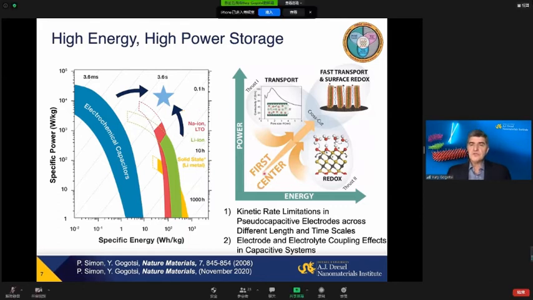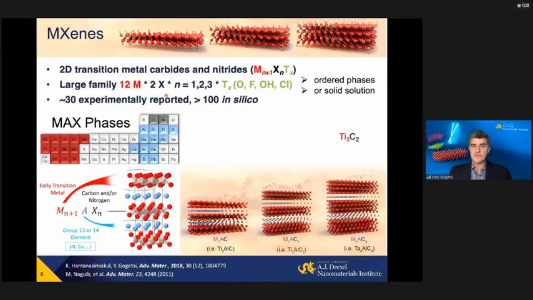So what we're trying to do in our work is control transport of ions and electrons in electrode materials, and redox reactions like surface redox of transition metals, to be able to balance energy and power and move in these directions so that we can have a high energy, high power energy source solution. And we are trying to use MXenes for that purpose.